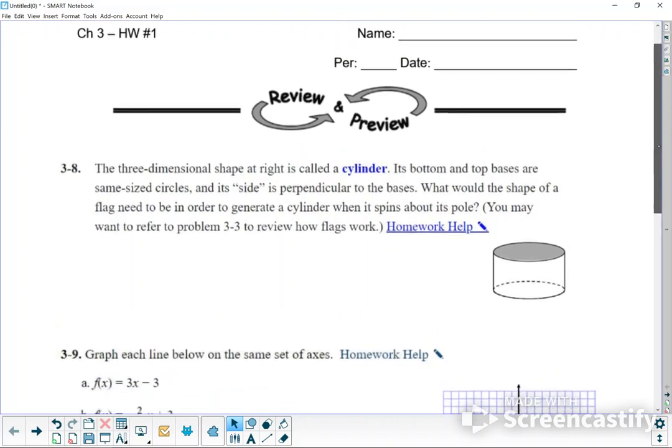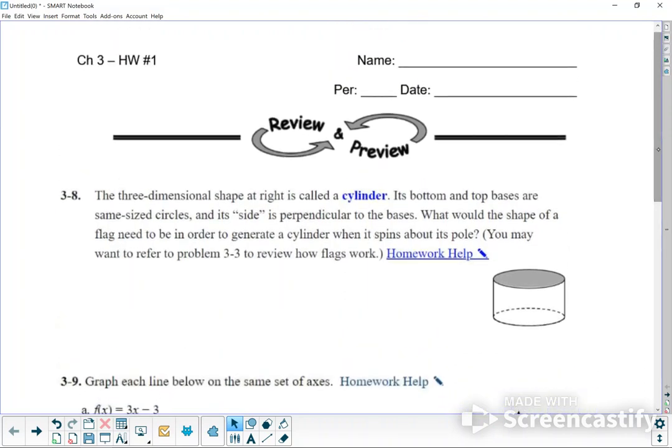Okay, let's do this assignment. This is chapter 3, homework number 1.